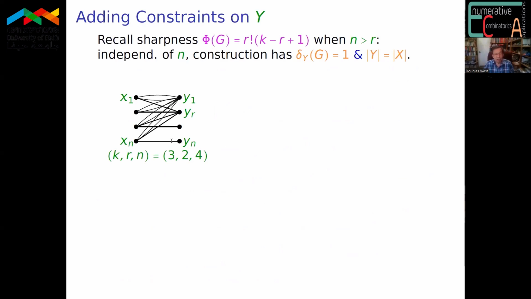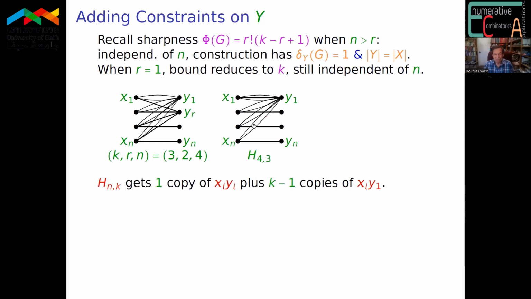So you can notice two things about this construction. One is that we have vertices of degree 1 in Y, and another is that Y has the same size as X. And in fact, even when we only have the condition R equals 1, you see here's this vertex X1 has only one neighbor, Y1. Then we had this construction. I want to focus on this guy because I'm going to use him several times. So we have H n k, we had 4 vertices over here, and everybody has degree at least 3.